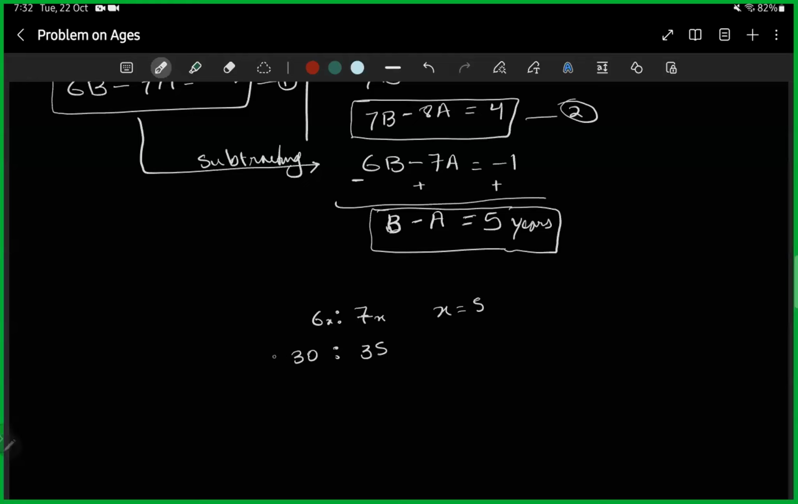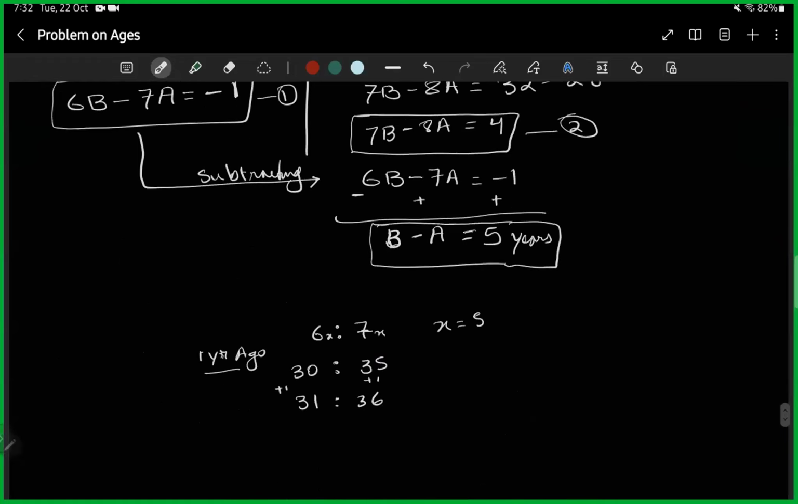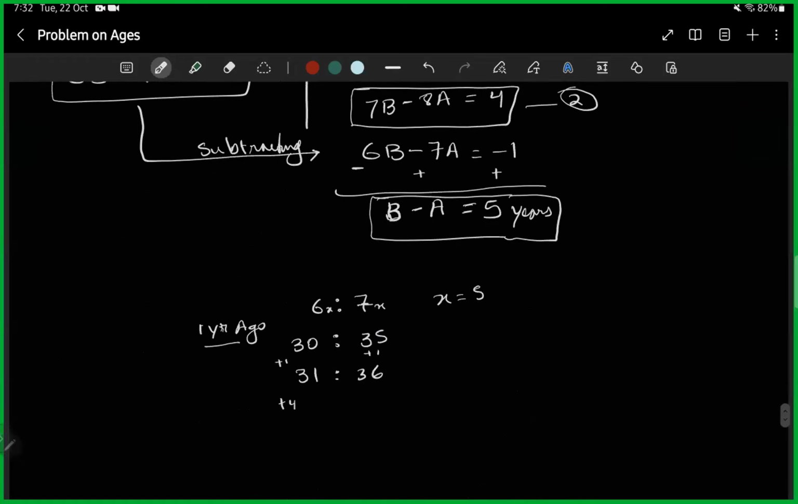This is their age 1 year ago, so the present age should be plus 1. You have to add 1 to both for the present age: 31 and 36. And the second condition is after 4 years. So you add another 4 here and 4 here, and this becomes 35:40.